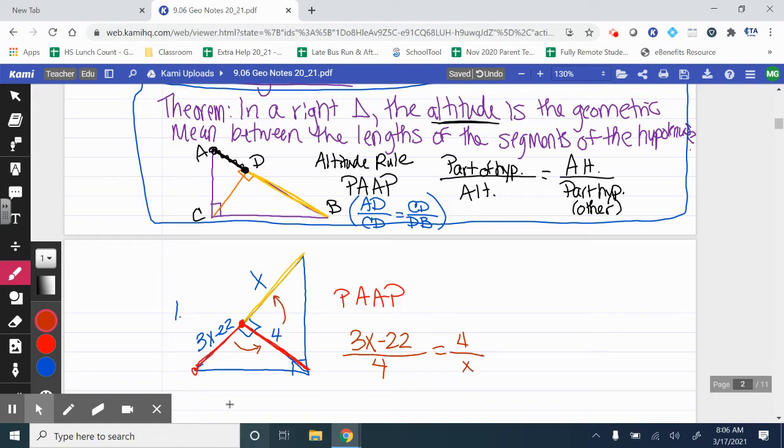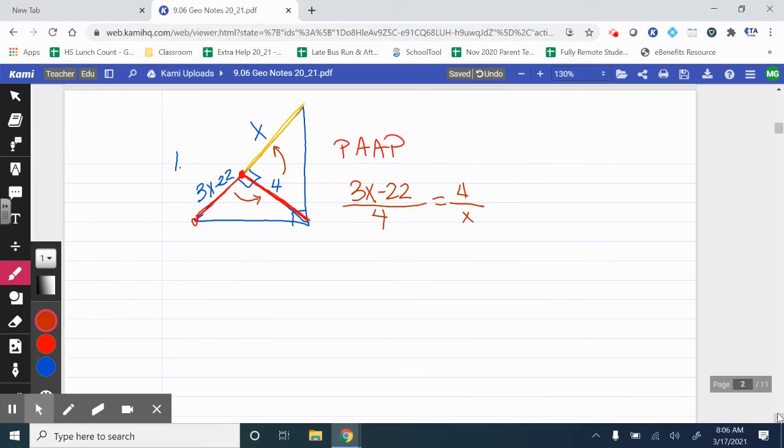Almost think of it like a semicircle here. It bounces up to the 4 and then back down. So 3x minus 22 over 4 equals 4 over x. And now we would solve it. So now we're just going to cross multiply, and so we have x times 3x minus 22 equals 4 times 4, which is 16. Pause the video and try to solve this. You are going to need to factor here and make sure your answers make sense in the end.